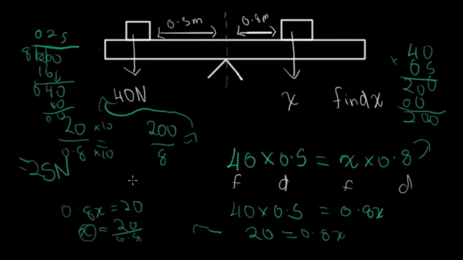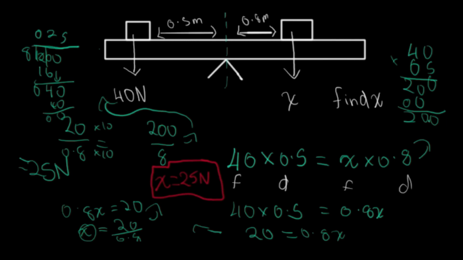So we actually solved for x. Let me use a different color. x is equal to 25 newtons. How cool is that? That's the answer, and that's how you go about it. That was the first example.